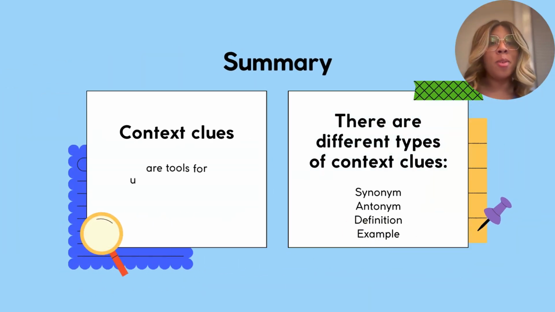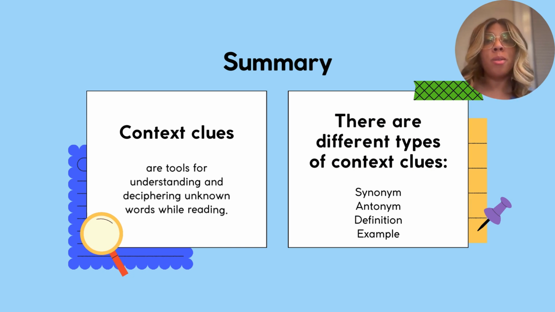All right, let's summarize what we've learned so far. We've learned that context clues are tools for understanding and deciphering unknown words while we read. There are different types of context clues: synonyms, antonyms, definitions, and examples. Now, on the last part, you're going to be using a word in a sentence and using a context clue to help share the meaning of that word. All right, let's get started.